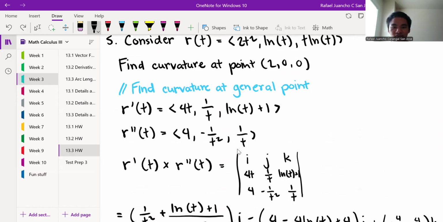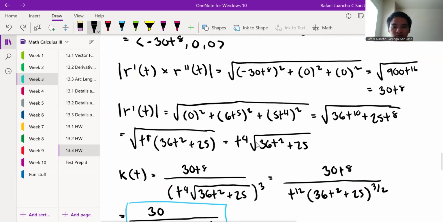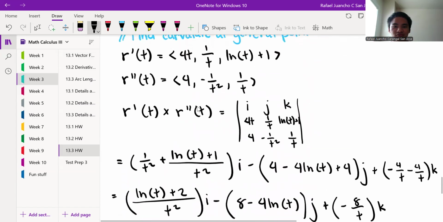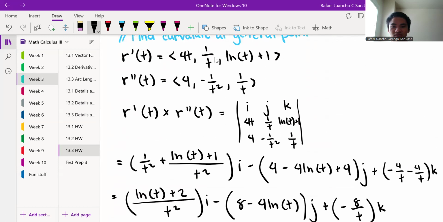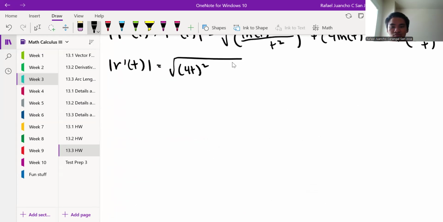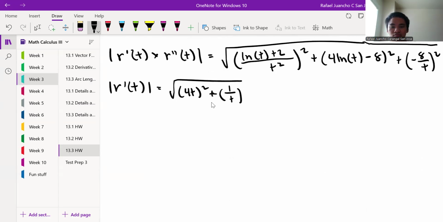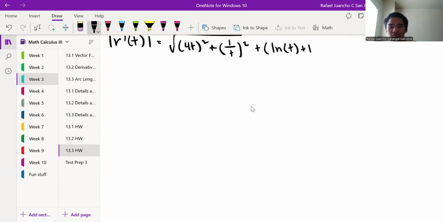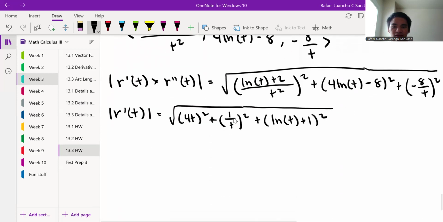And then lastly, now we want to find, what was it? Oh, the magnitude of my first derivative. So let's do that. So this is going to be, so what's my first derivative of this thing? And I just do a square root of each of that. So it's gonna be 4t squared. I add it to 1 over t squared. I add it again to ln t plus 1 squared. So again, another difficult thing to simplify. I could simplify the others a bit, but I don't think I need to. And now we have a general formula out of this.